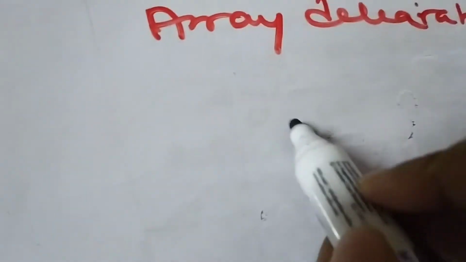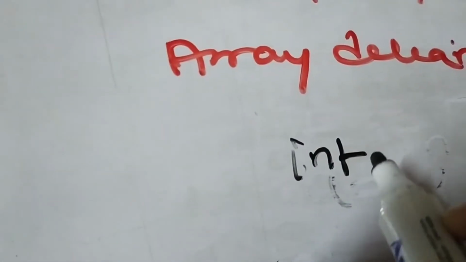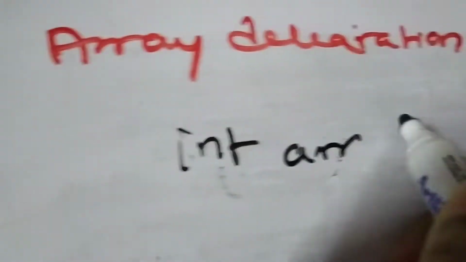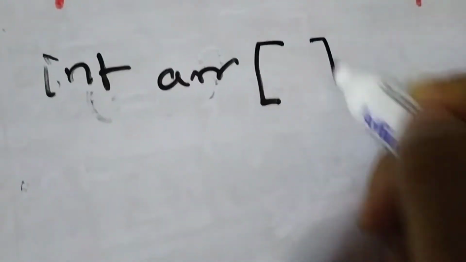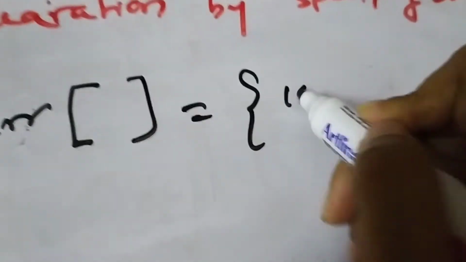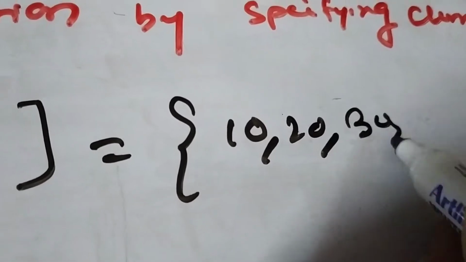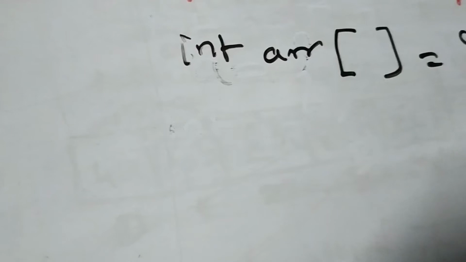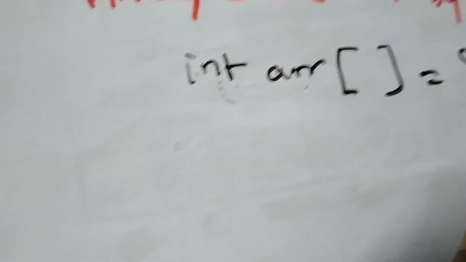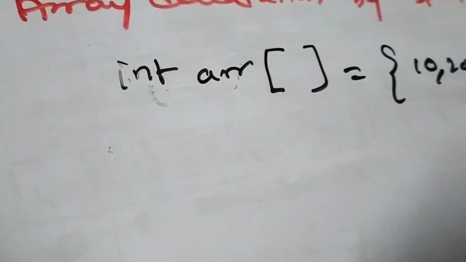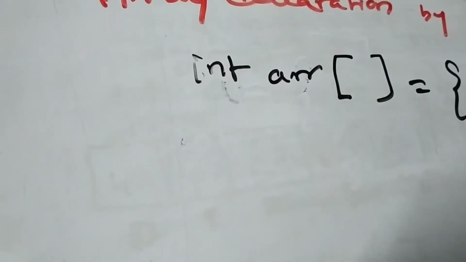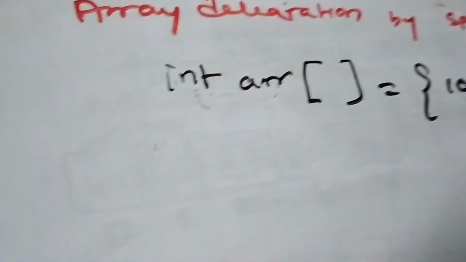Again I am taking an integer. This is an array. Now I am initializing the array with the values 10, 20, 30, 40. In this way we declare an array by specifying its elements. Now the third type is array declaration by specifying elements as well as size.